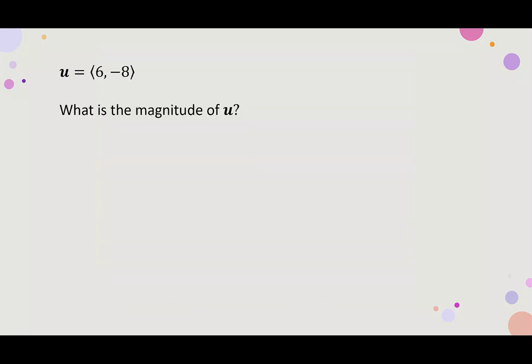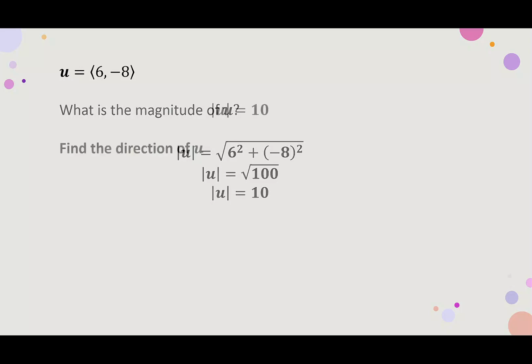Now that we have u as <6, -8>, we can find the magnitude. We'll say the magnitude is the square root of 6 squared plus (-8) squared. 6 squared is 36, (-8) squared is 64, 36 and 64 gives me 100. The square root of 100 comes out to be 10. Now that I know the magnitude, we can look for the direction.